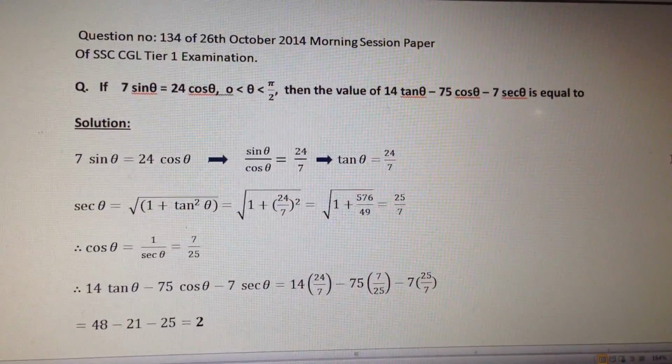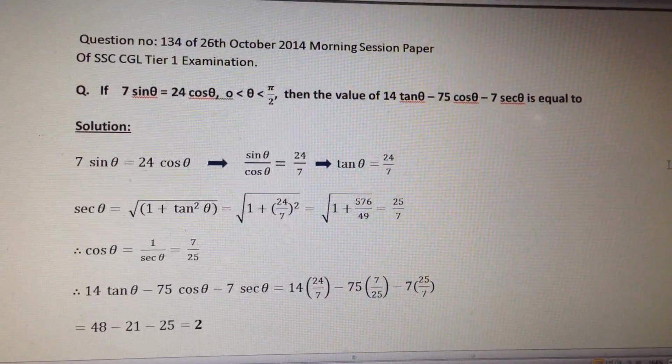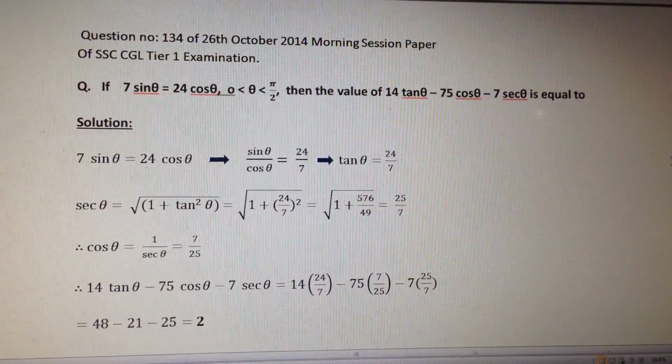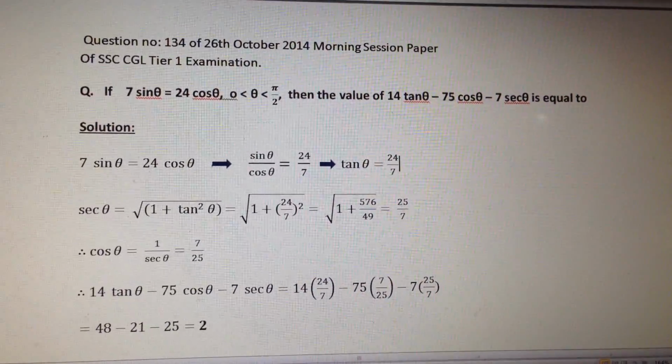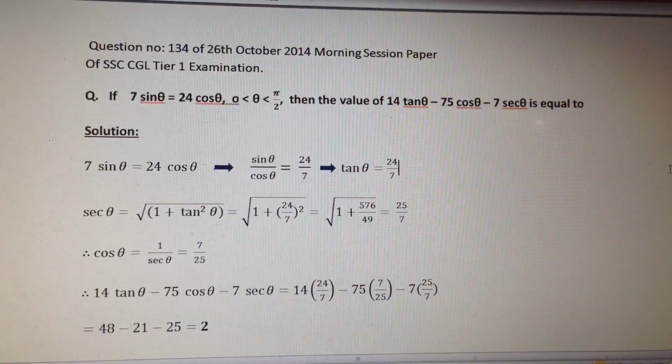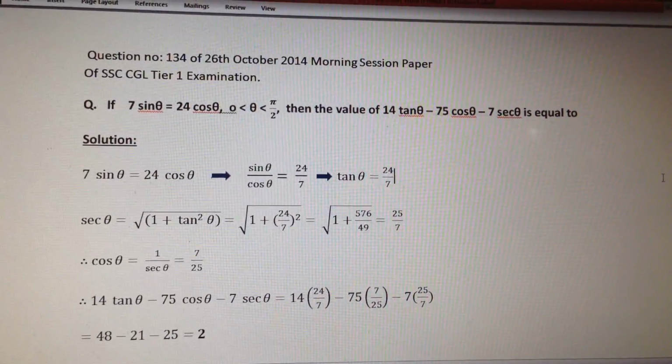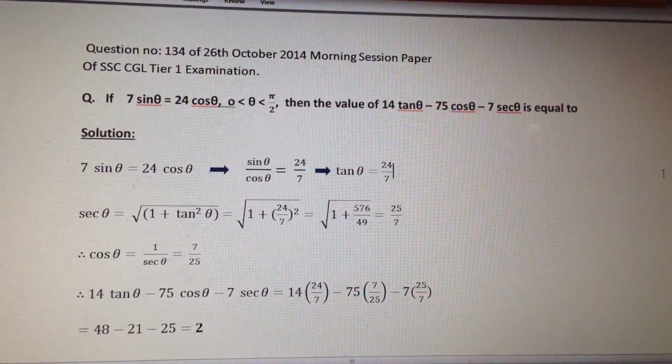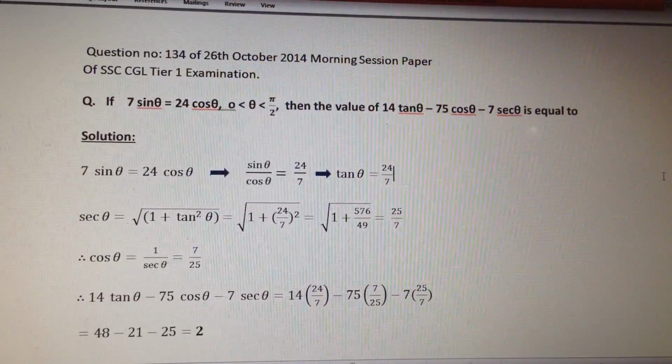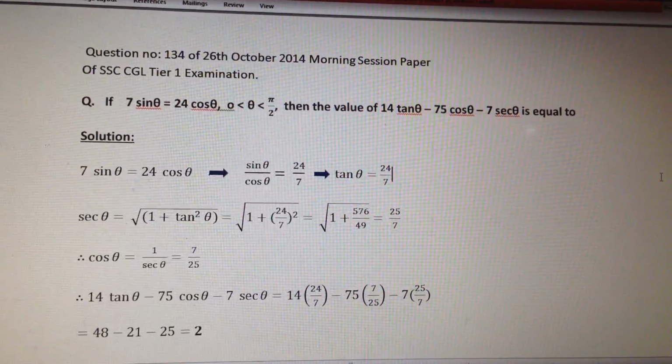Okay, let us see an example. This question was given on 26th October 2014 SSC CGL Tier 1 examination. If 7 sin theta is equal to 24 cos theta, then find the value of 14 tan theta minus 75 cos theta minus 7 secant theta.